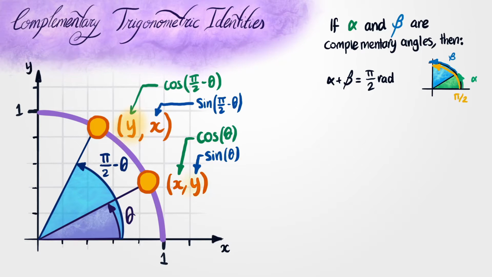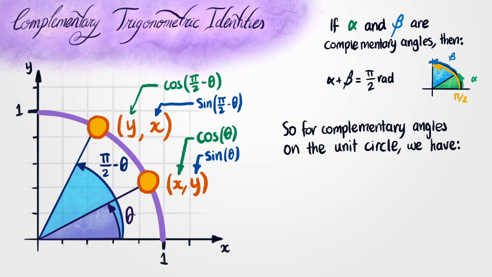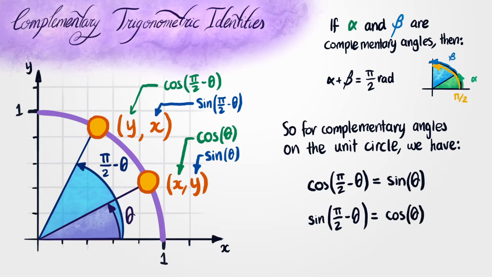Since both of these are y's, then we can immediately say that the sine of theta is the exact same thing as cosine pi on 2 minus theta. Also, since both of these are x's, then we can immediately say that the sine of pi on 2 minus theta is the exact same thing as the cosine of theta. Now of course, the presence of these pi on 2's indicates that this is only true in radians. You'd swap these for 90 degrees if you wanted it to be true for degrees as well.